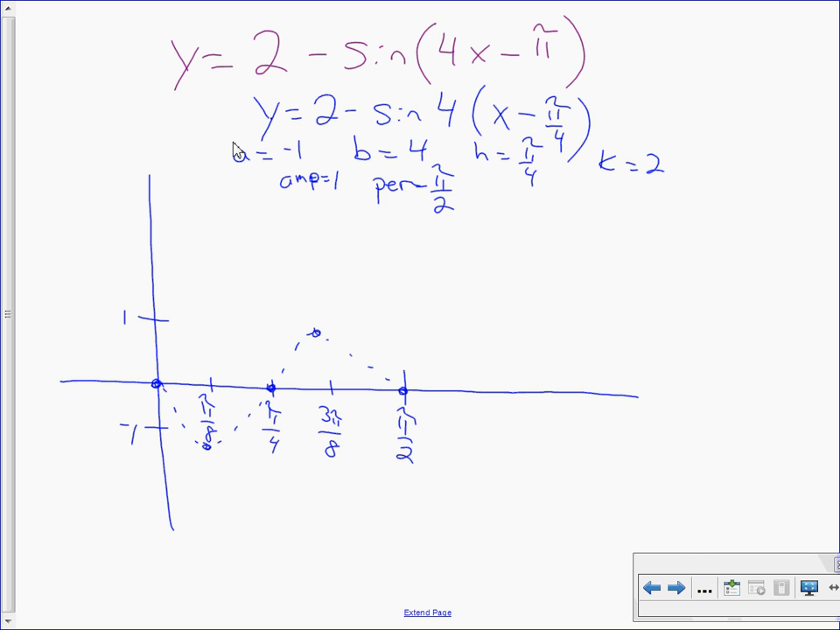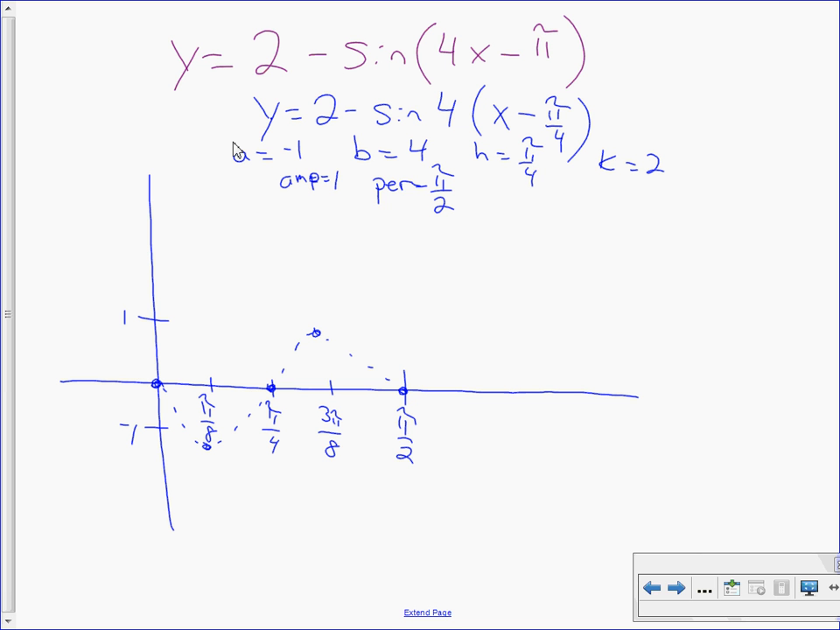0. Oh. How did I not have an eraser on that side? This is pi over 4, 0, 3 pi over 8, positive 1, and pi over 2, back to 0.